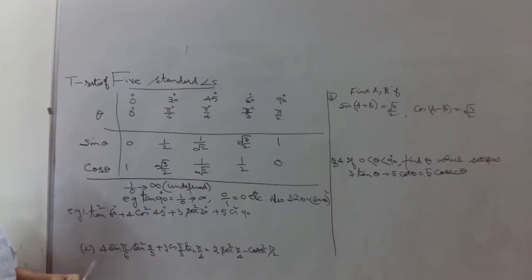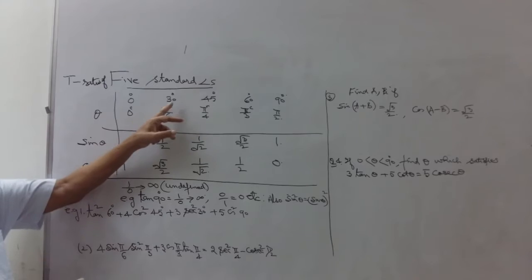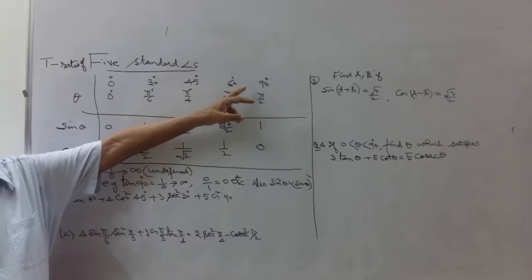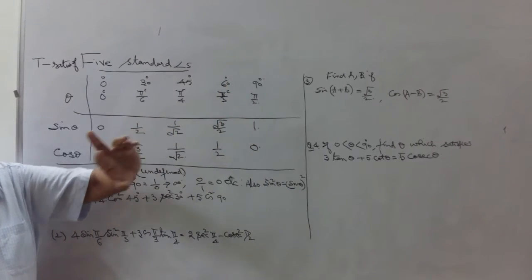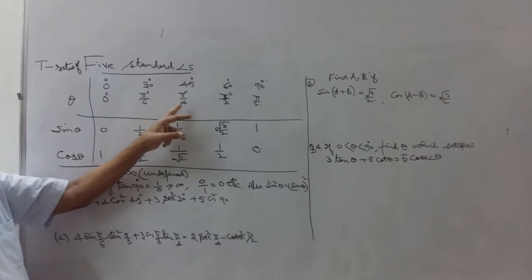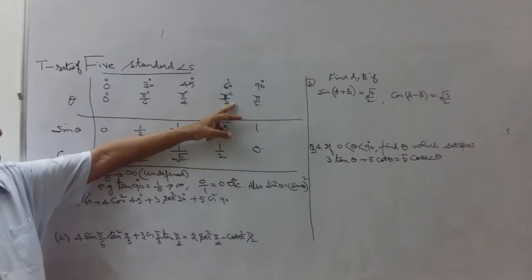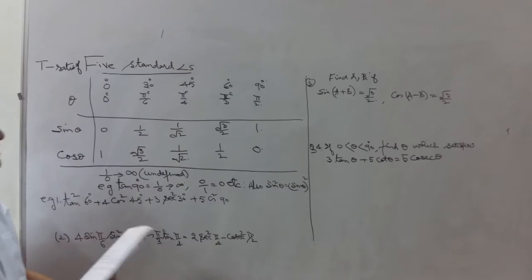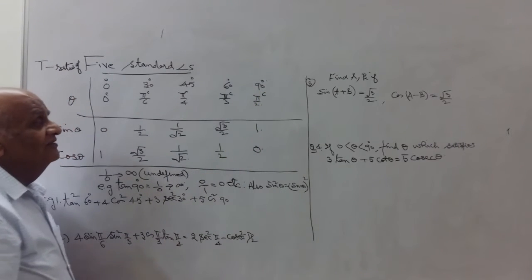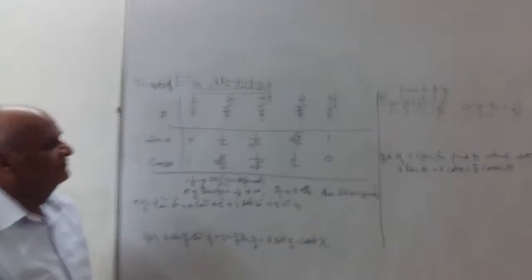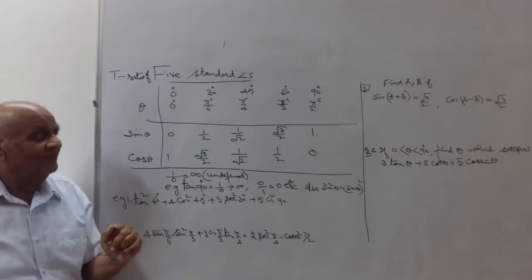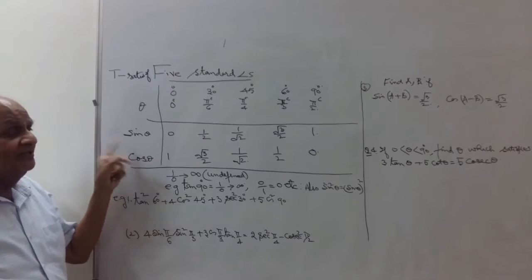The standard angles here are 0 degree, 30 degrees, 45 degrees, 60 degrees, 90 degrees. Or in radians, 0 radians, pi by 6, pi by 4, pi by 3, pi by 2. These are the 5 standard angles which we shall try to introduce here from this very topic onwards. The values of the T ratios.